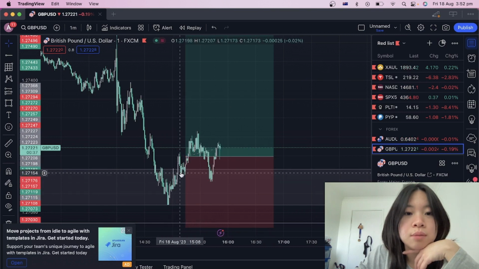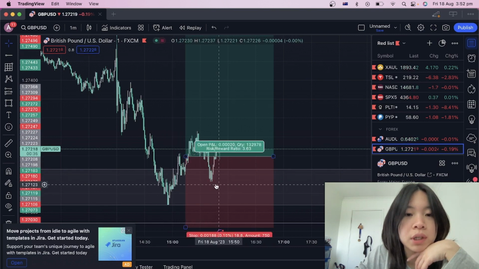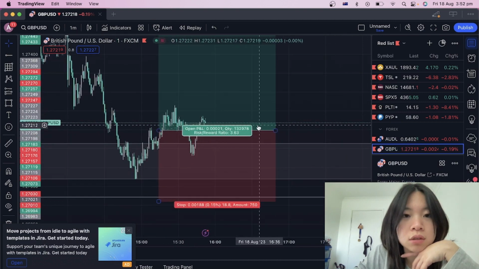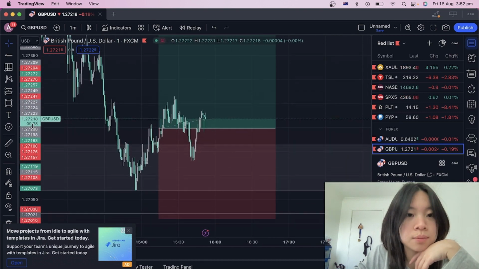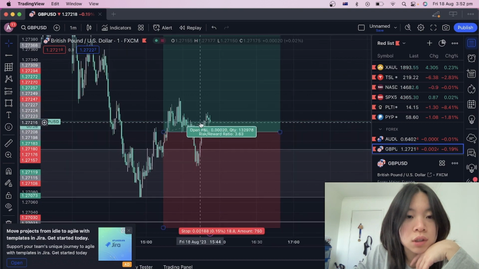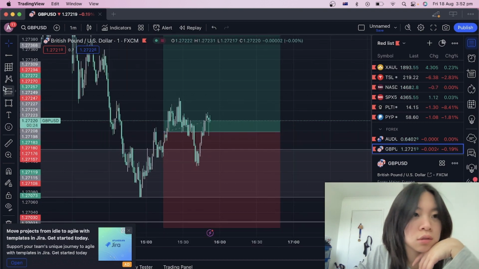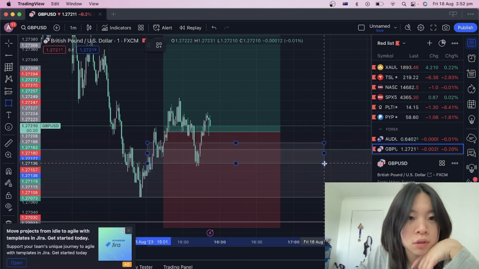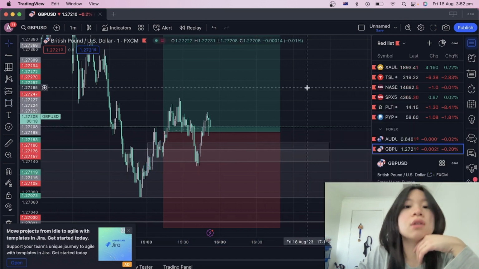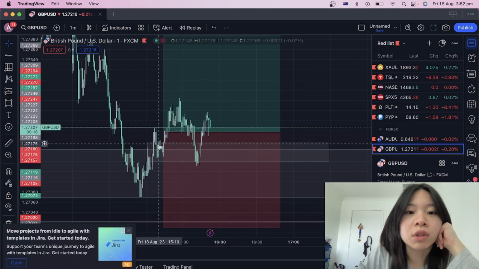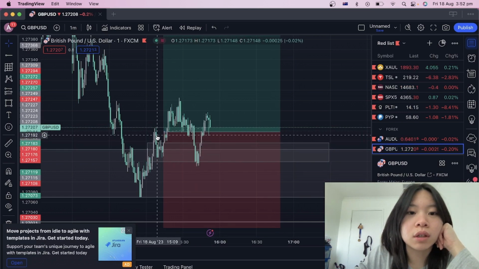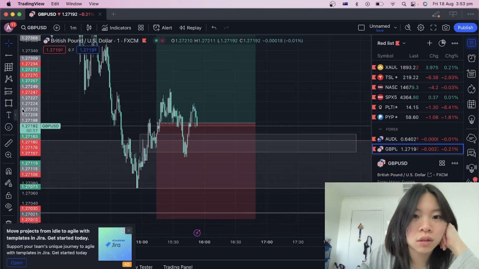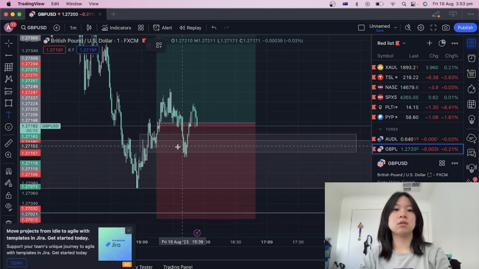Order block here, broke structure here on the 1 minute, broke structure right here, and then I was looking for an entry. What did I see? There was a 1 minute fair value gap here, and then it broke structure again here. I don't know.